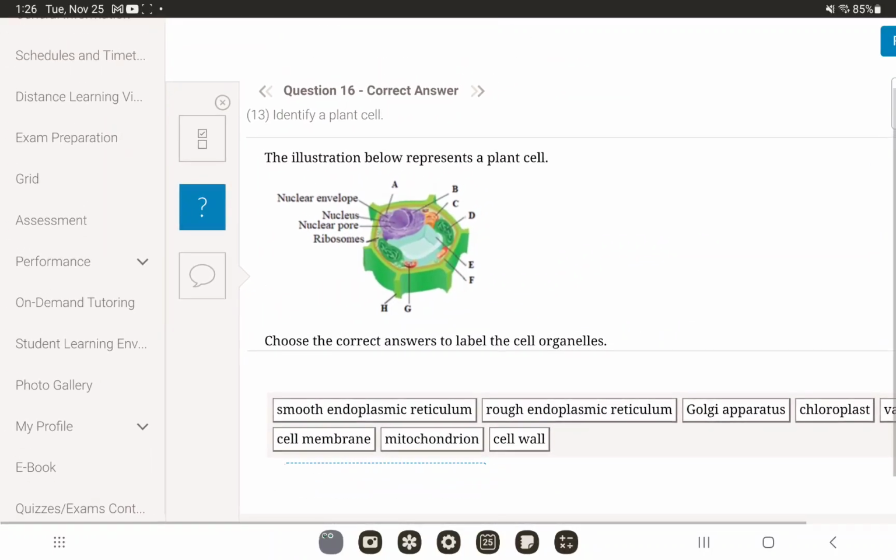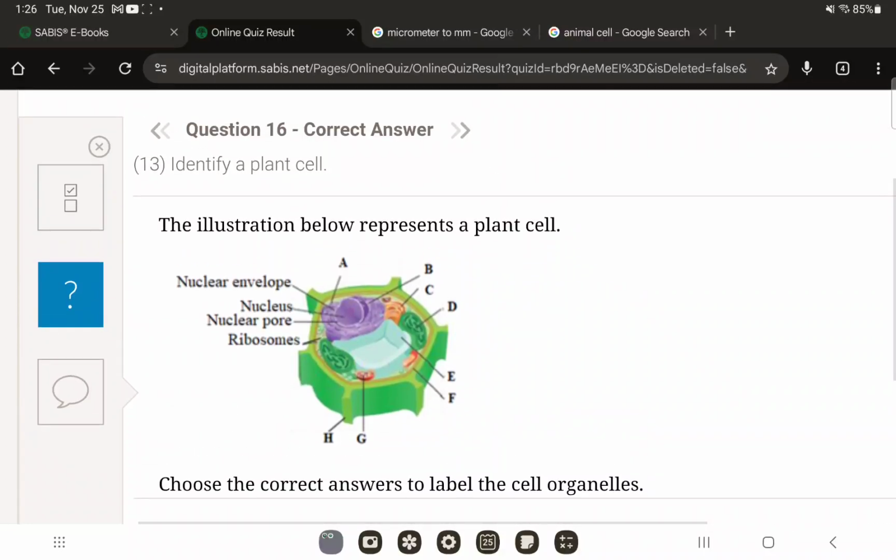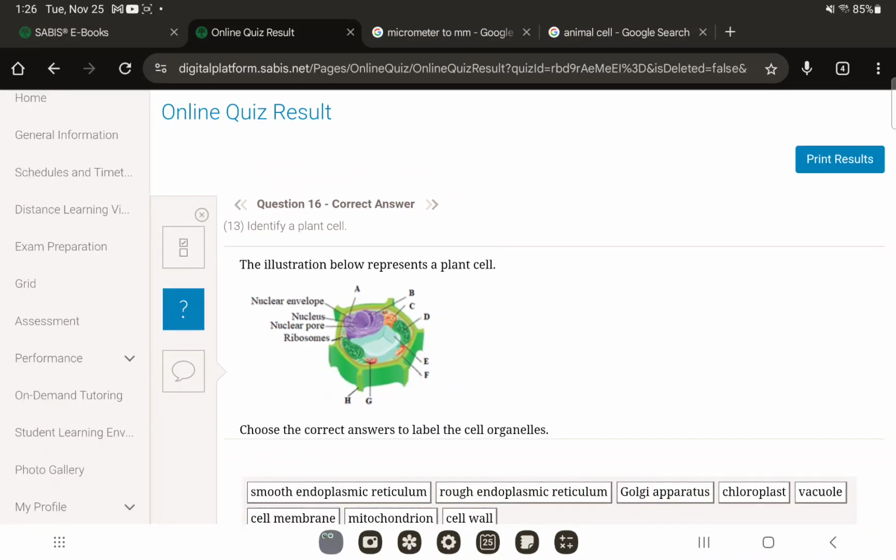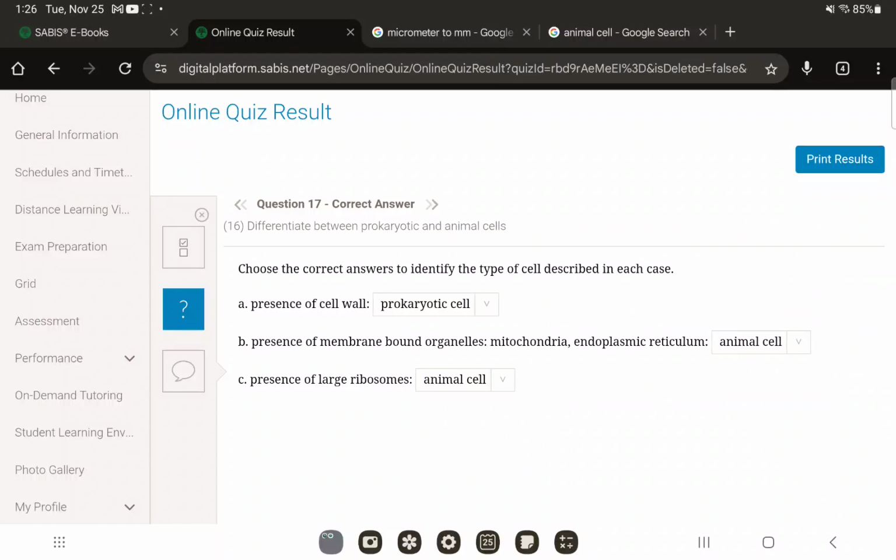This is generally something you need to memorize, and you need to know the plant and animal cells, how they work and how each part of it works and what is inside of it, what's absent, what's present, and where everything is, basically. So choose the correct answers to identify the type of cell described in each case. Presence of cell wall, prokaryotic cell. Right. A prokaryotic cell is a plant cell, so that's how I memorized it. A prokaryotic cell is a plant cell, therefore it has a cell wall.